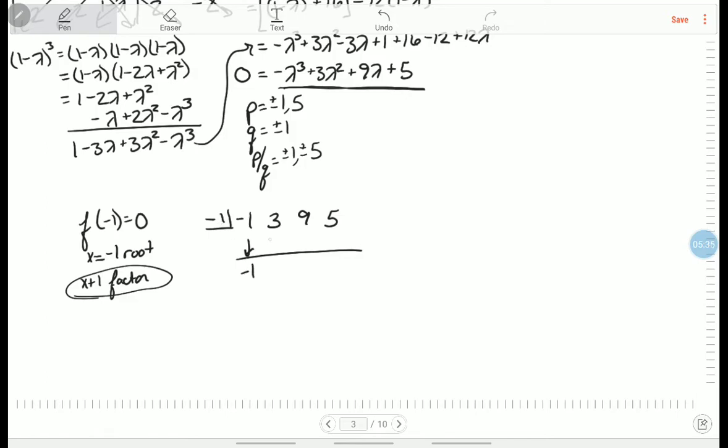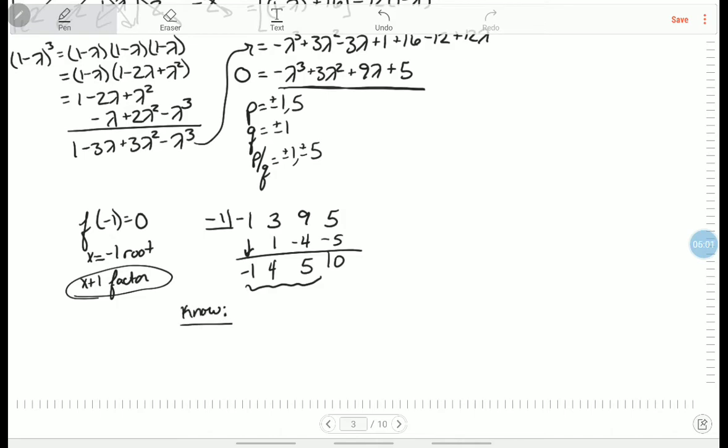So we're going to multiply, add, multiply, add, multiply, and then add. So this is what's left over. So here's what we know.